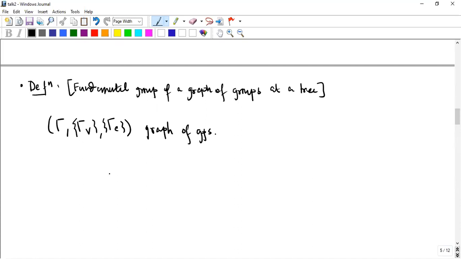You can look at the following group. I shouldn't use F, we have already used F before. So how do I denote it? Let's say script G. Denote by script G the wedge of all the vertex groups, V varying over all vertices of gamma, and the edges, E varying over all the edges. I should write it here.